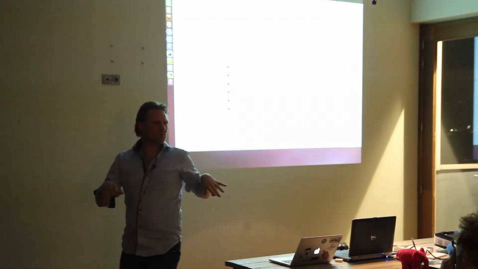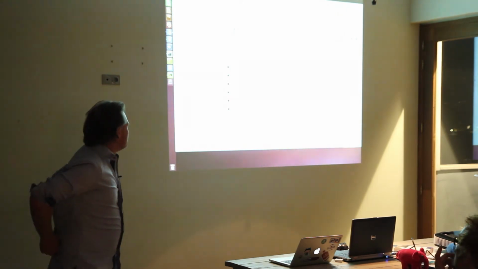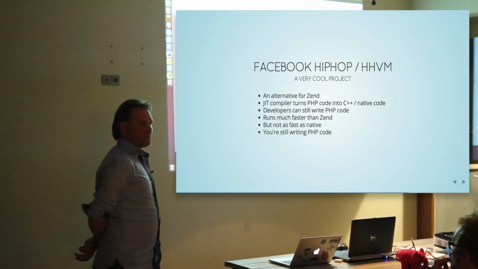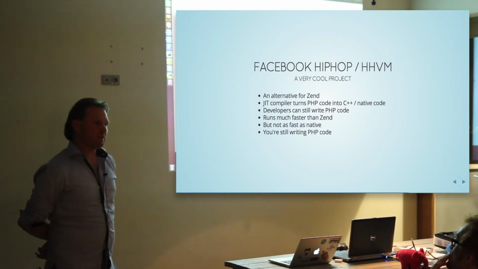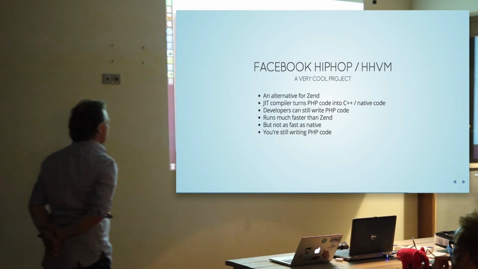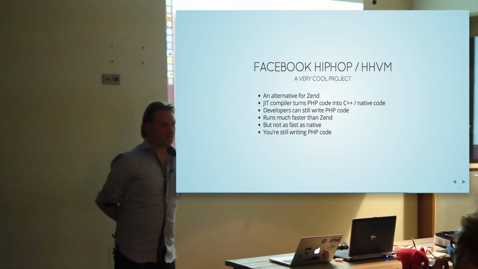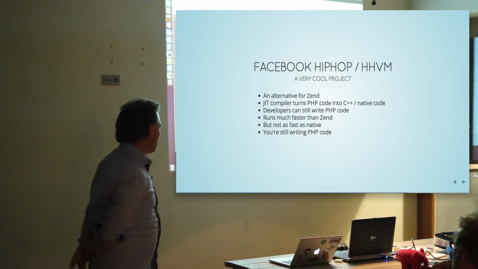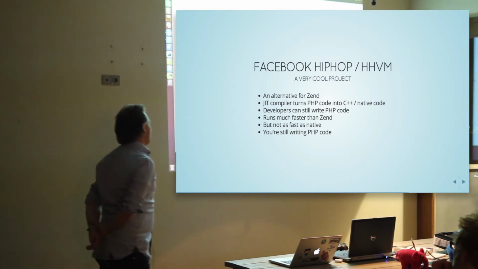Do you know the Facebook HipHop HHVM project? What they are basically doing is making an alternative for the Zend engine. They have a just-in-time compiler that turns your PHP code into C++ native code, and that compiles it and turns it into a binary. As a developer, you can still write PHP code, and instead of using the normal Zend PHP application, you use the Facebook HHVM application. It's a couple of times faster than Zend, so it's a very interesting project, but it's still not as fast as native. If you're writing native code, of course you will be faster than if you write PHP code and have some external program turn that into native code. It's doing its best, but it can never be as fast as writing native code directly.